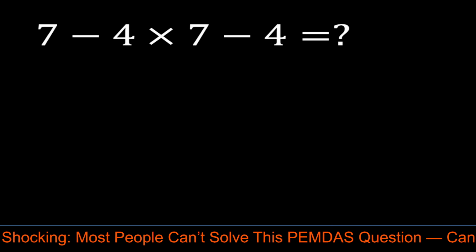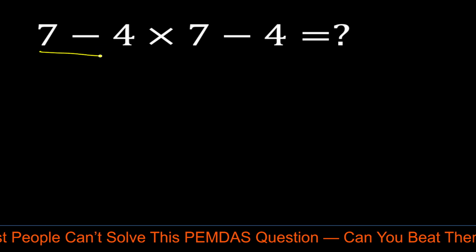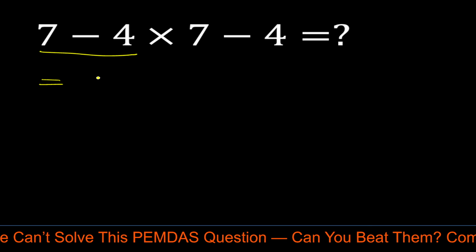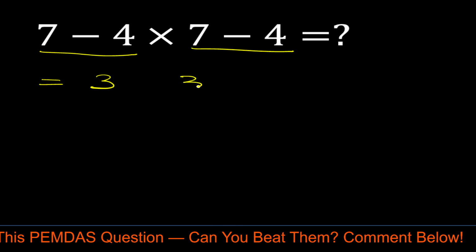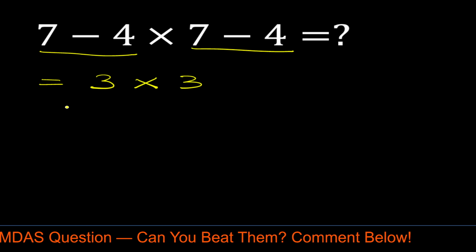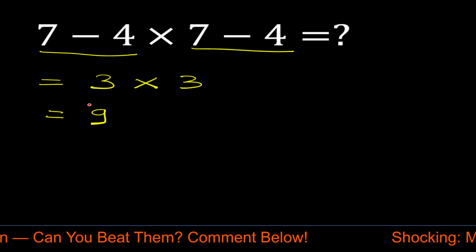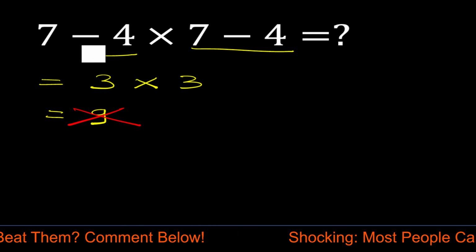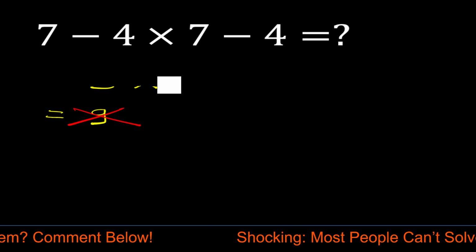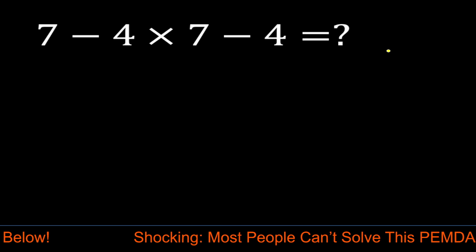So most people solve this question like 7 minus 4 is equal to 3, right? And again 7 minus 4 is equal to 3. Now 3 times 3 is equal to 9. But this answer is not correct. This answer is completely wrong. So now let's solve this problem correctly by using a PEMDAS rule, right?